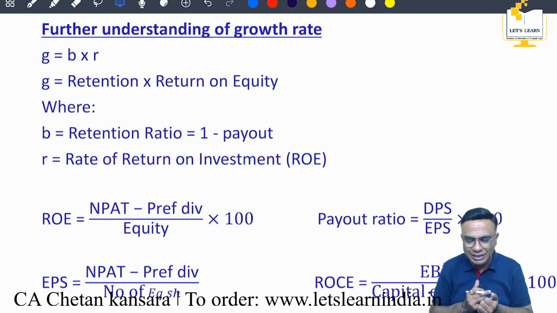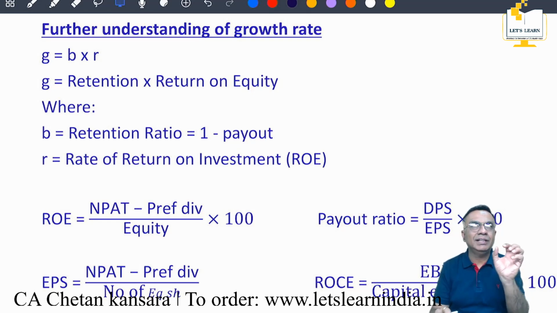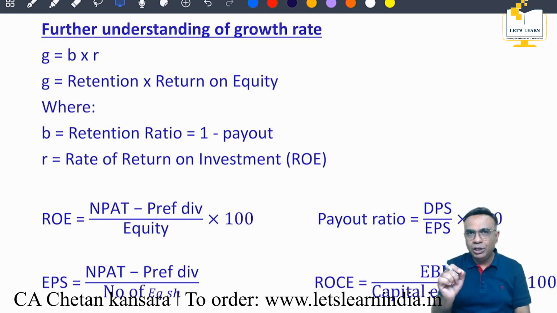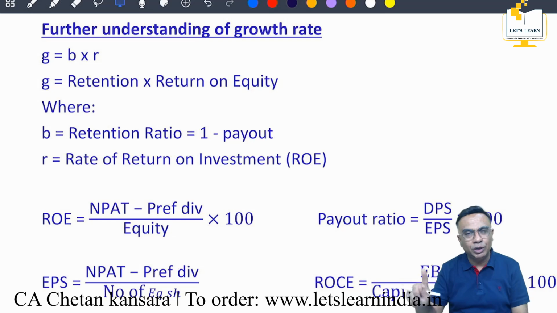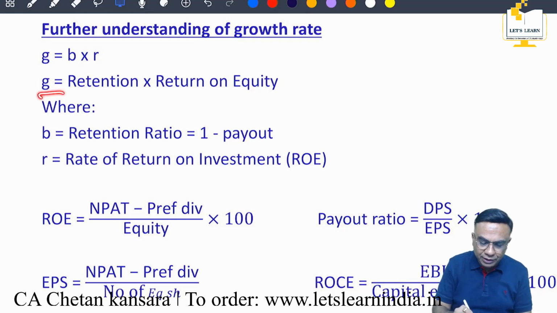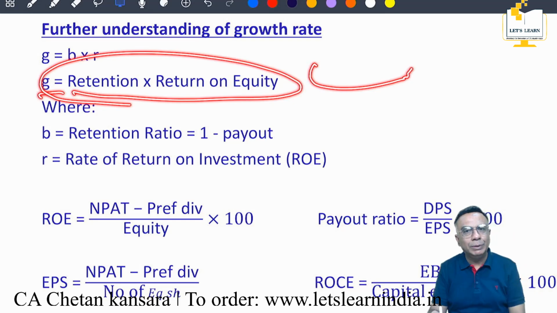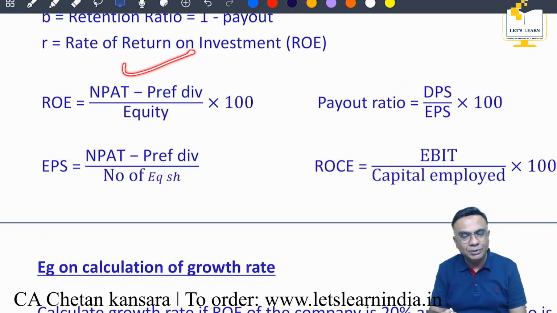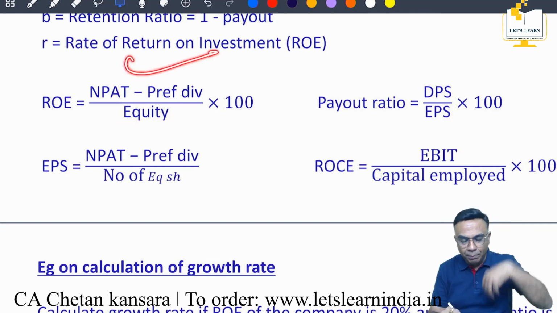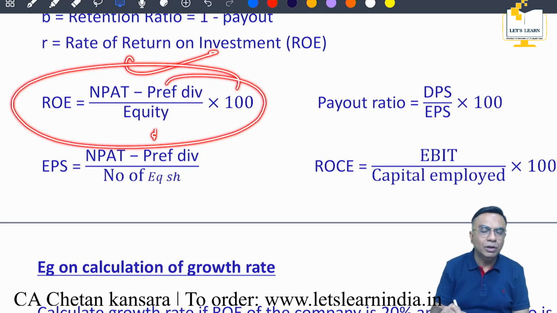We have done the dividend decision chapter, but for those who have not, let me explain. Suppose the earning per share of the company is 10 rupees, and out of that, 40% is paid out as dividend. So out of 10, 4 rupees is paid out. So 40% is payout, 60% is retention. Growth rate is retention into return on equity. The formula for return on equity is net profit after tax minus preference dividend if any, upon equity. So profit available for equity shareholders will be in the numerator, upon equity.